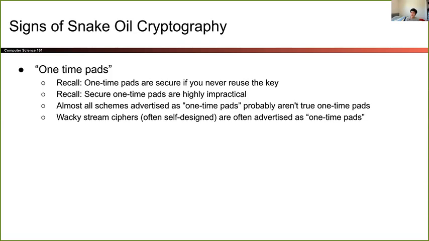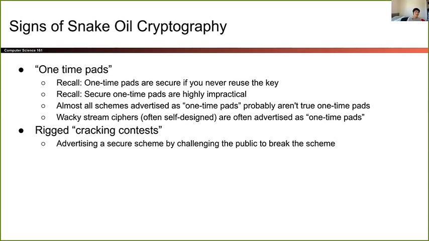But you shouldn't call that a one-time pad, because that's not a one-time pad. Sometimes you'll see cracking contests. So someone will say, look at how secure our scheme is. If you can break our protocol, we'll give you $1 million or something. And it's like, wow, they're so confident that it's secure that they're willing to offer $1 million.